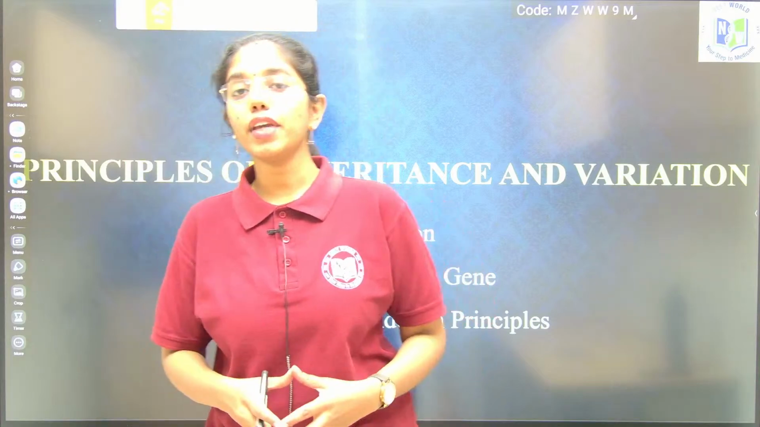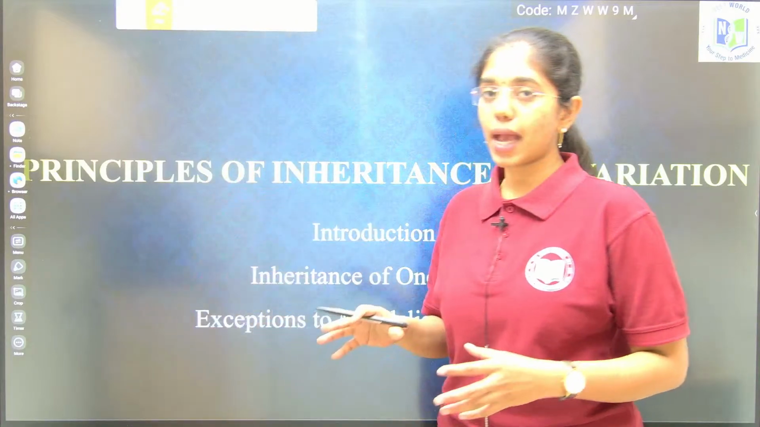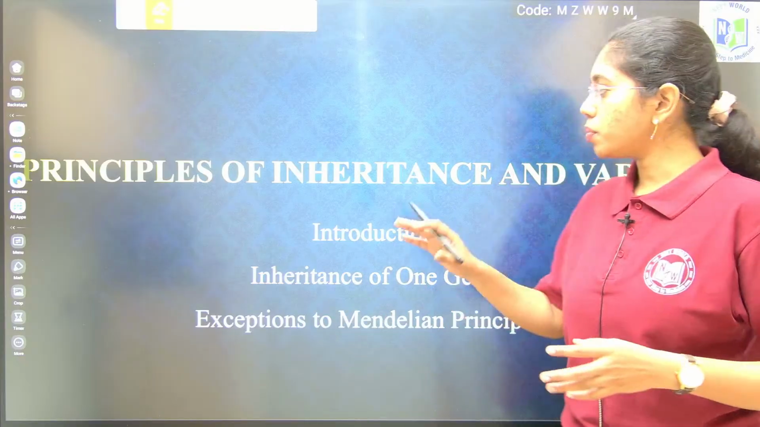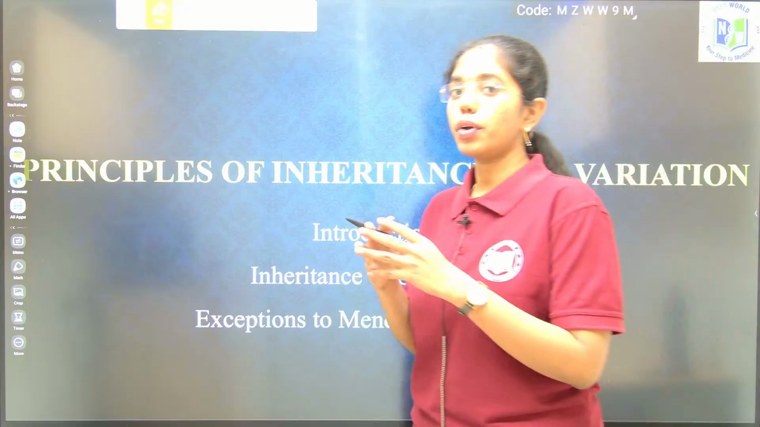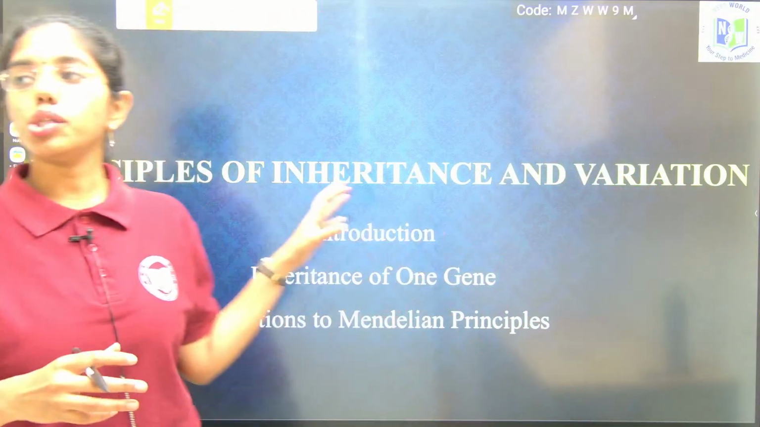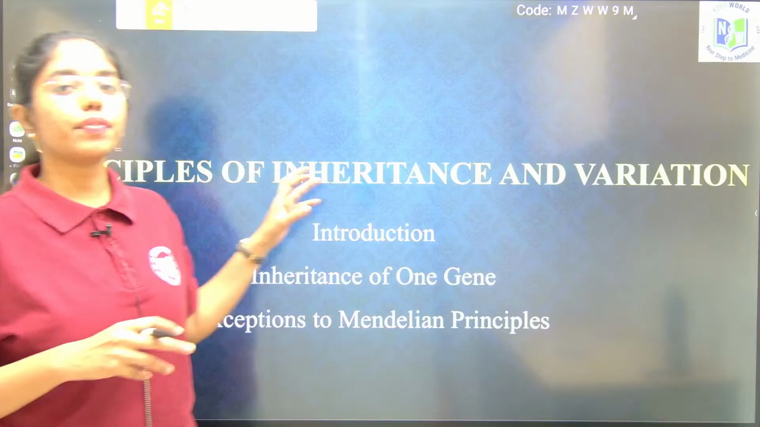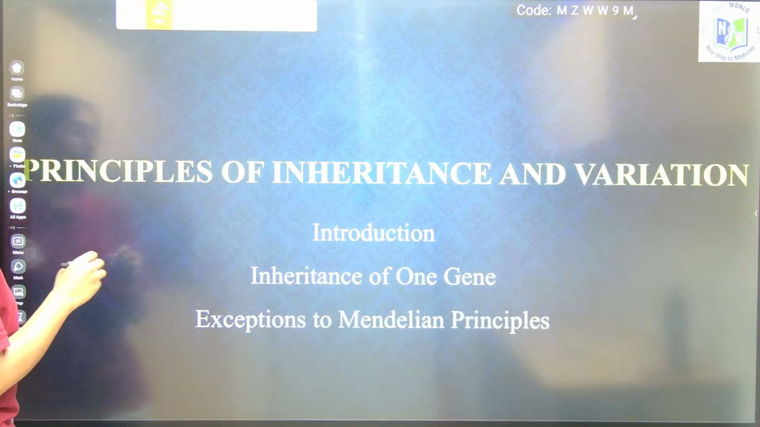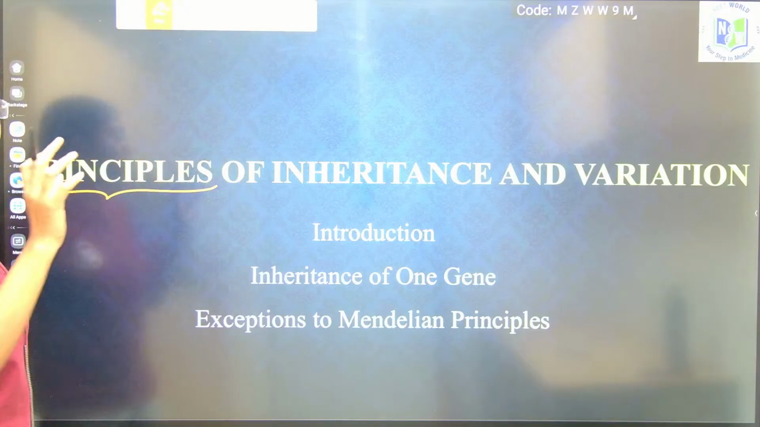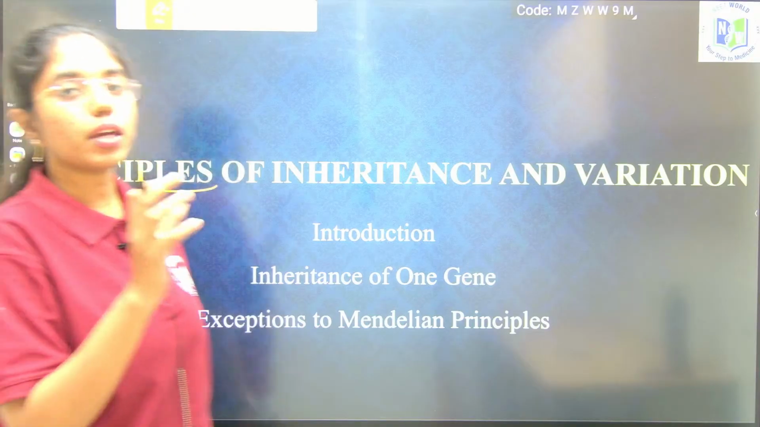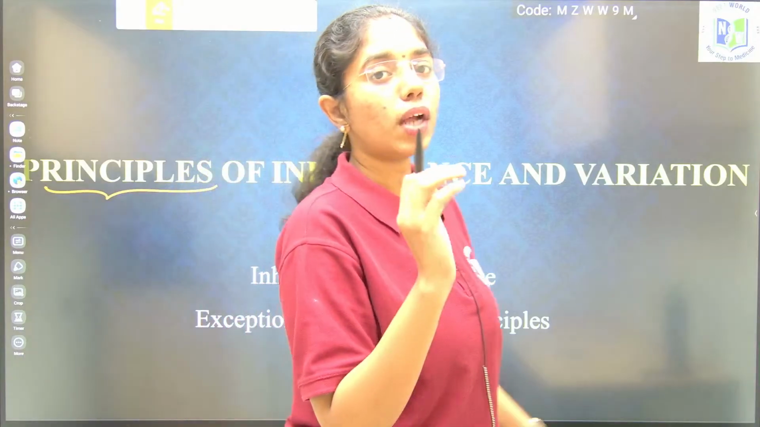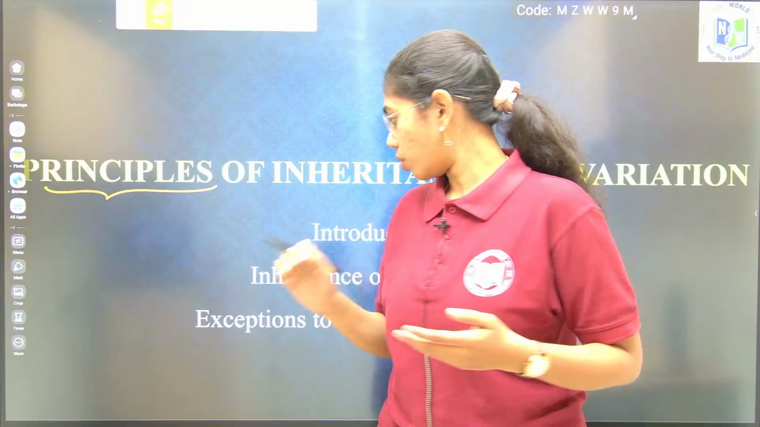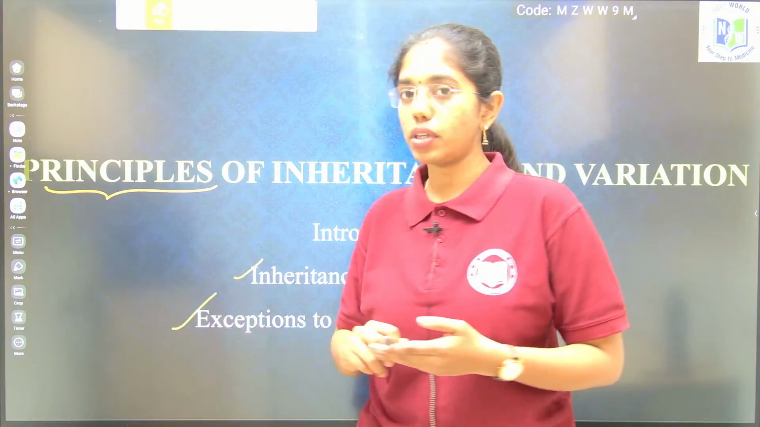Aspirants, here we are starting out the major chapters, that is genetics, where the first chapter involves principles of inheritance and variation. First, let us discuss what are the major concepts that we have to cover from this chapter. Firstly, you have to be clear with the terminology that we are using in this chapter, followed by one gene inheritance and exceptions of one gene inheritance.